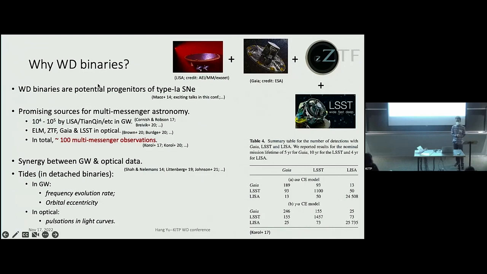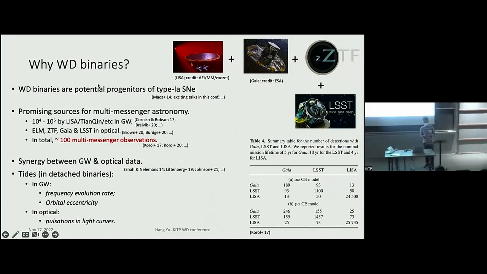So it's going to be exciting for us to consider the potential synergy we can get by combining both the GW and optical data together. And for today, I would like to highlight the role of tides in this game. Basically, tides can modify the frequency evolution rate of a GW signal. It can also excite some orbital eccentricity. And then in optical, tides can induce pulsations in light curves.